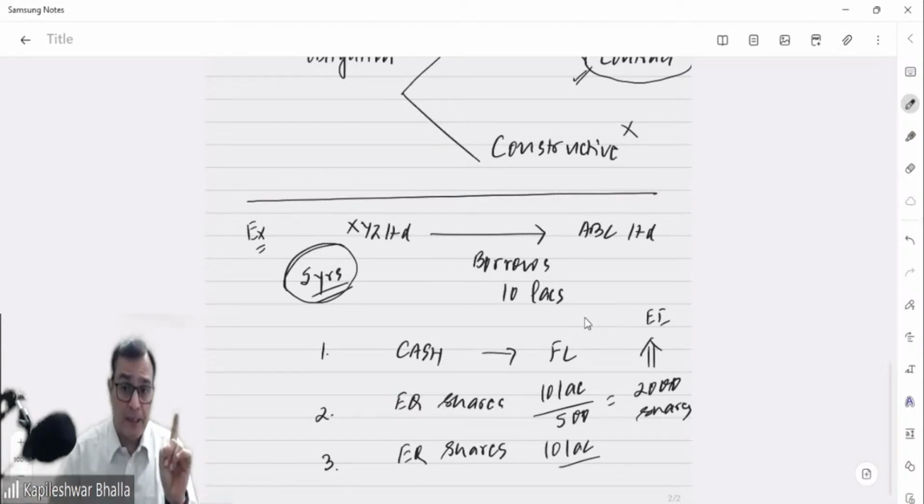If, let's say, the price after 5 years is 400, I will give you 2,500 shares. He says, I will look at the price which prevails at the end of 5 years, and accordingly, I will give you the number of shares.